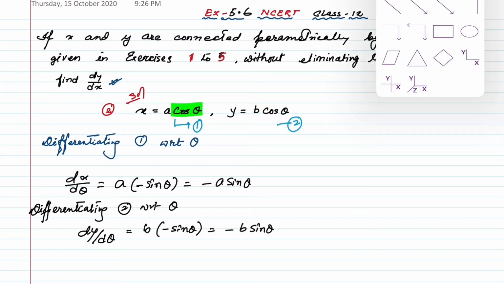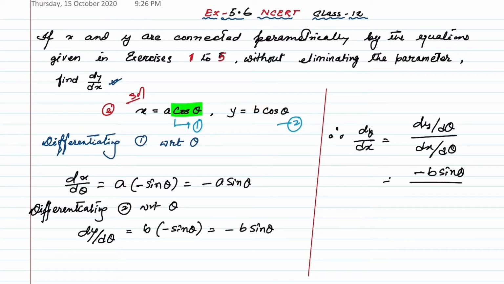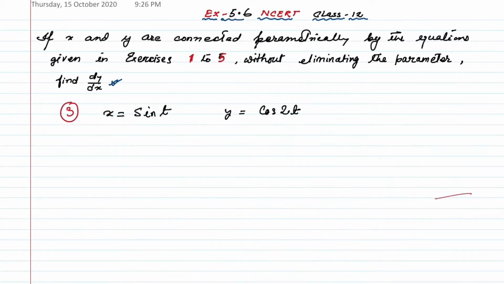Therefore dy by dx will be given by dy by d theta divided by dx by d theta. So dy by d theta is minus b sin theta, and dx by d theta is minus a sin theta. So here you can see sin theta gone, minus gone, so we have the final result b by a. So this is our answer. So this is question number 3.